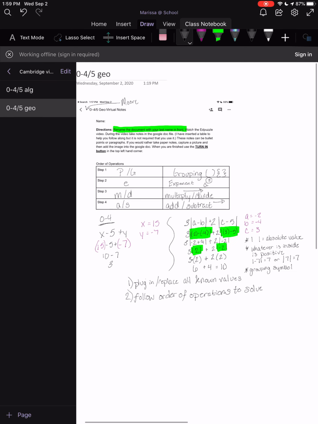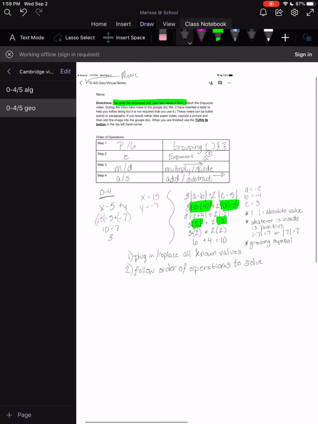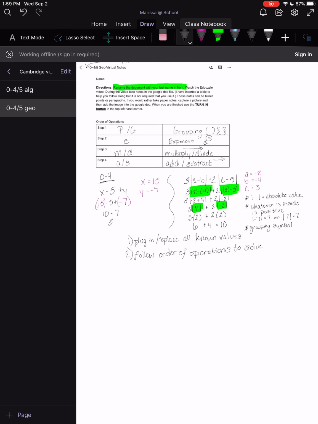I will post this page to the Google Classroom, not a blank copy, so that you're able to find it and see it if you would like, or if you need to look at it to get a refresher, or if you need to go back and get some notes.